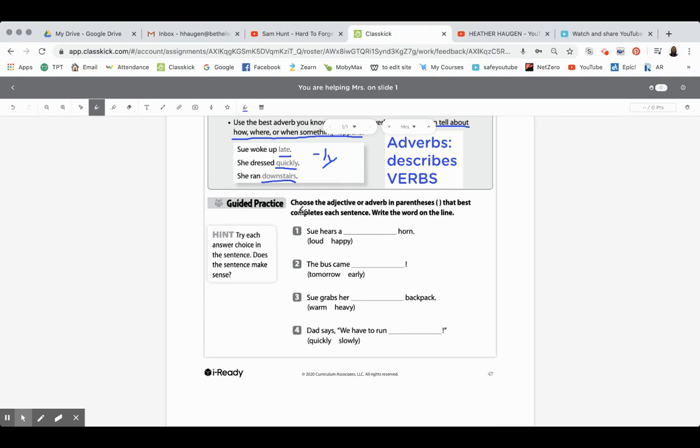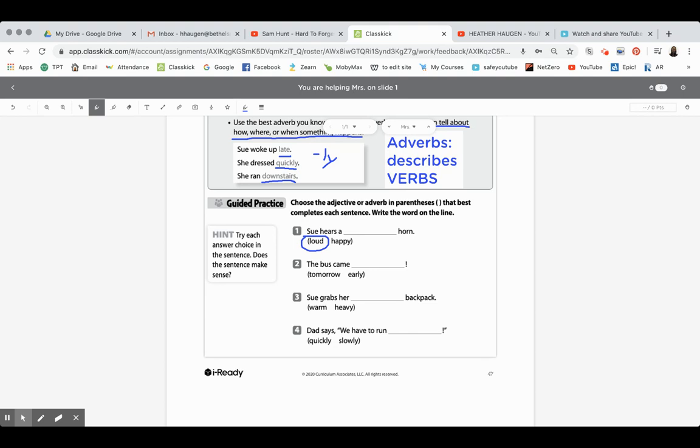The directions say, choose the adjective or adverb in parentheses that best completes the sentence. It says to write the word on the line, but I'm just going to circle it today, okay? So number 1, she hears a blank horn. Well, would she hear a loud horn or a happy horn? I would agree with you. I think loud horn makes a lot more sense than a happy horn.